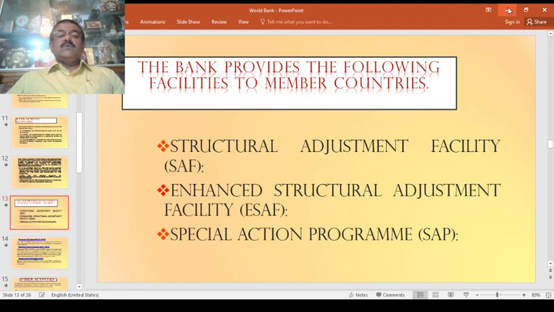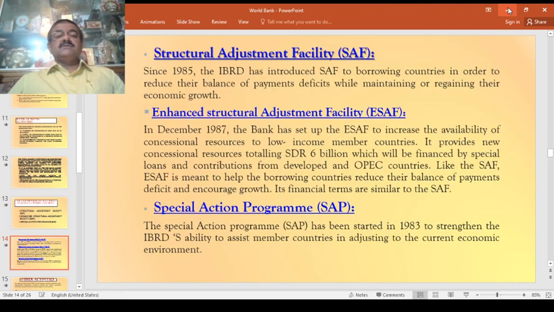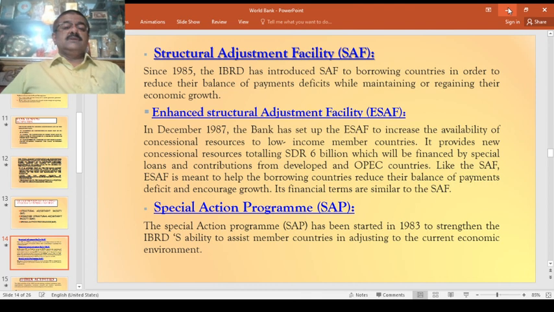The bank provides the following facilities to member countries. What are those facilities? Structural adjustment facility. This is one type of facility being provided by the bank. Enhanced structural adjustment facility, ESAF, and special action program, SAP. So these are the facilities. I would like to discuss a little more about these facilities.